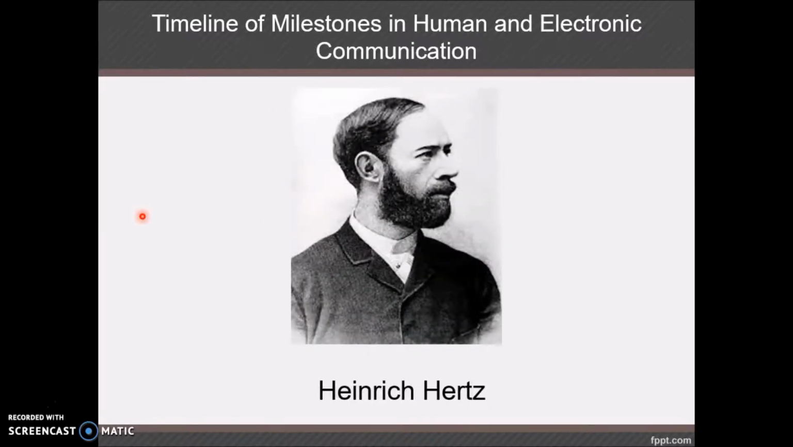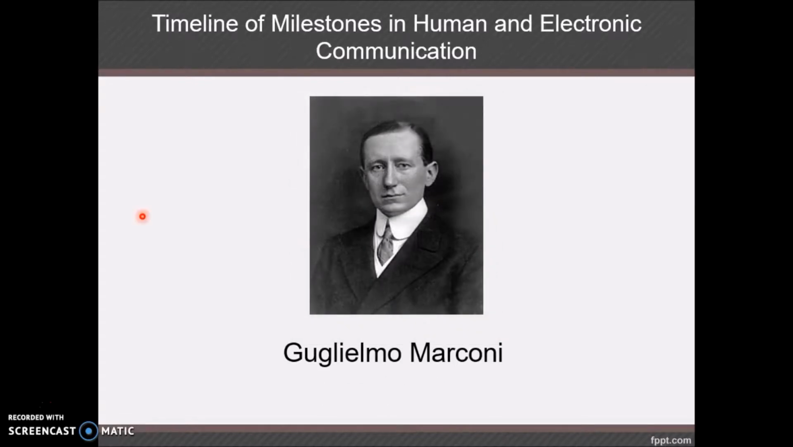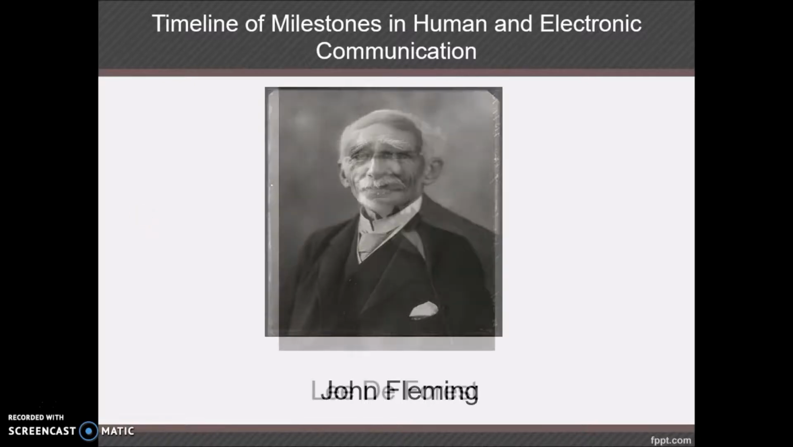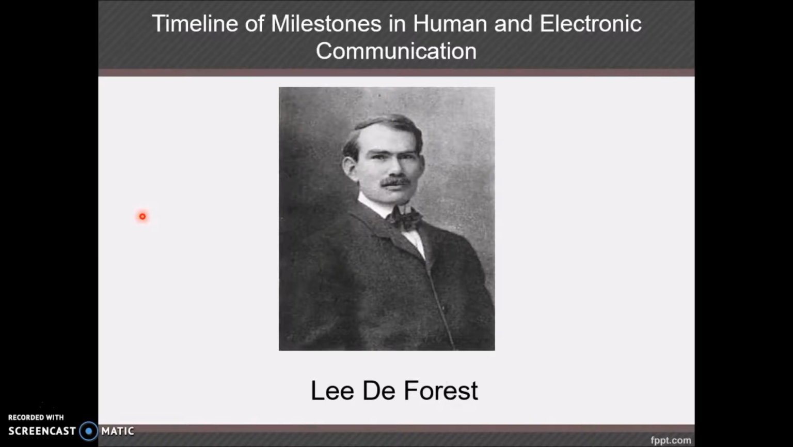Next comes in 1887 Heinrich Hertz, who discovered radio waves. And next is Guglielmo Marconi. He was the first one to demonstrate wireless radio wave propagation. And in 1901, he accomplished the first transatlantic transmission of radio signals. Next is John Fleming, who in 1903 invented the two-electrode vacuum tube rectifier. In 1906, Lee De Forest invented the triode vacuum tube.